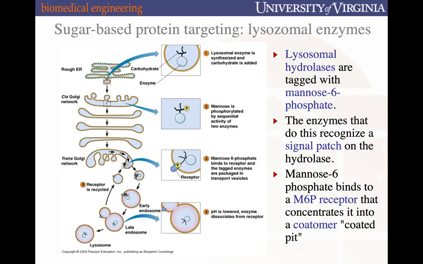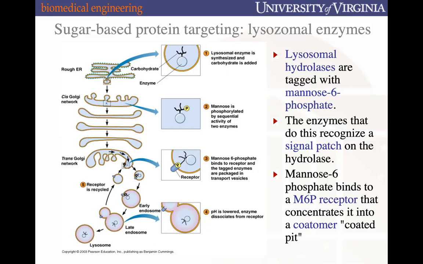And once this hydrolase that has mannose-6-phosphate on it binds to the receptor, that'll prompt the preparation for a vesicle to form off of the Golgi. Now, we talked about before, during endocytosis, clathrin-coated pits that help with the formation, the invagination, and the bringing in of receptors with a ligand bound to them.